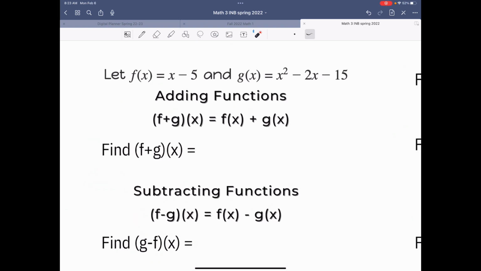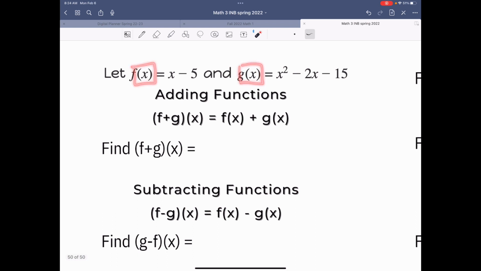So right here I have two functions. I have the f function and I have the g function. I'm going to kind of color code here. Now this one says to add f plus g. How do I know I'm adding? I know I'm adding because of the addition between them.